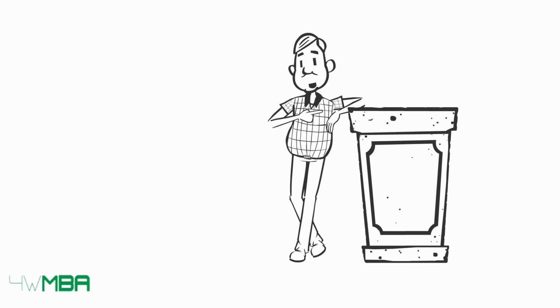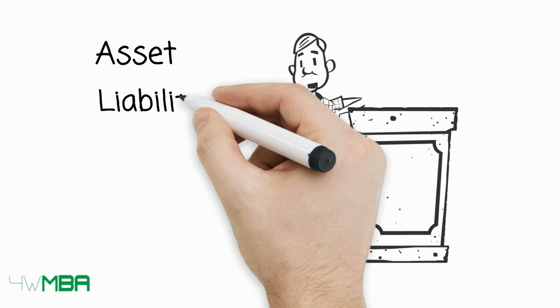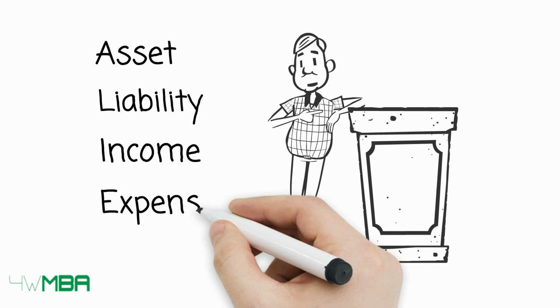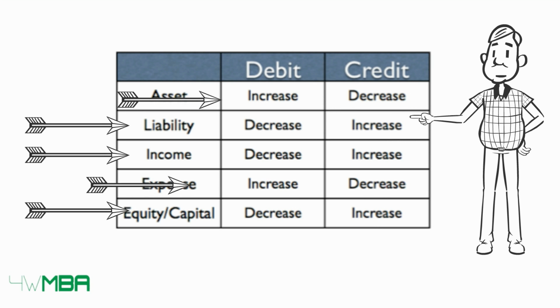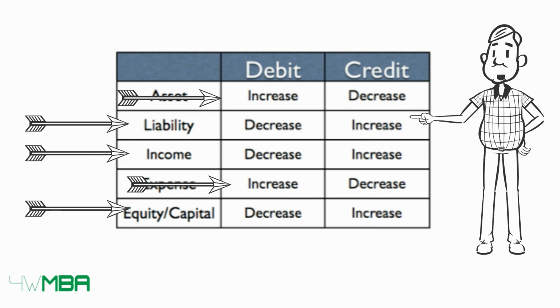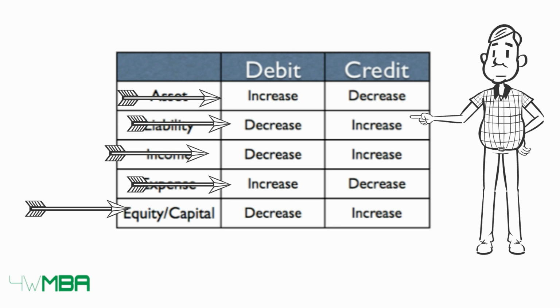In addition, in accounting we have five main accounts called asset, liability, income, expense, equity. Each one of them will have a set of rules. Let me show you a table. See how asset and expense will increase when debited, decrease when credited. Instead, liability, income and equity will decrease when debited, increase when credited.